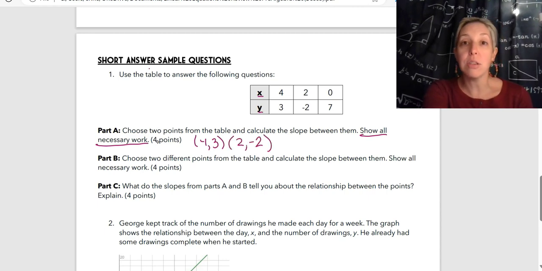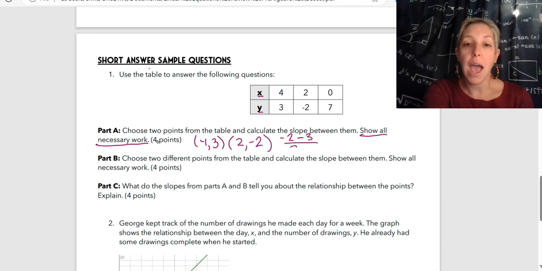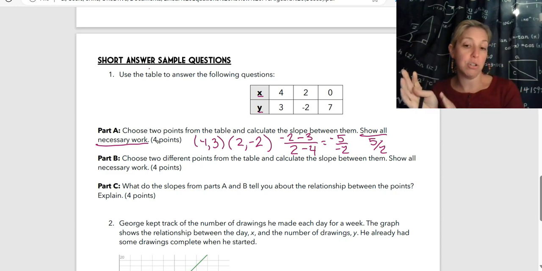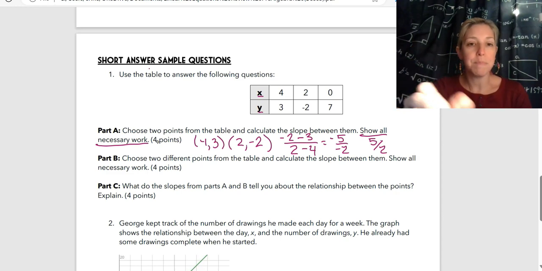So to calculate slope using the slope formula, y2 minus y1 over x2 minus x1. That's going to give me -5 over -2. The negatives would cancel out and your slope would be 5/2. You can leave it as a fraction and literally type 5 and then the slash and then 2, right?